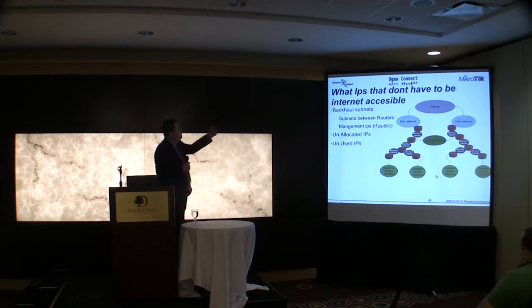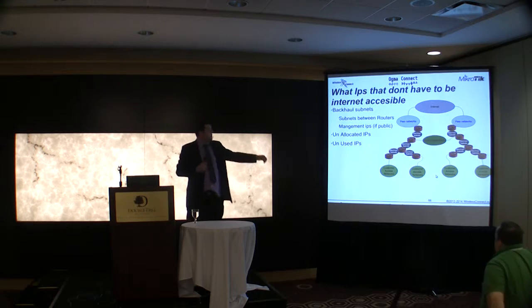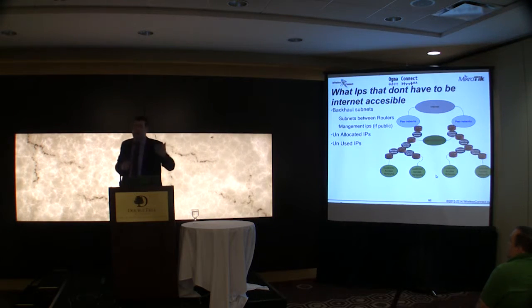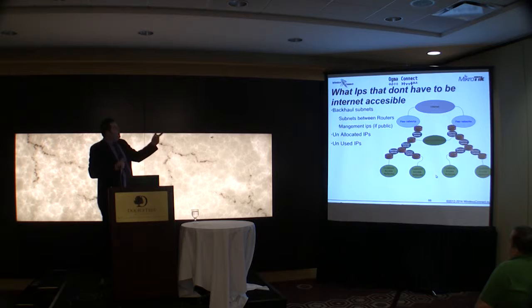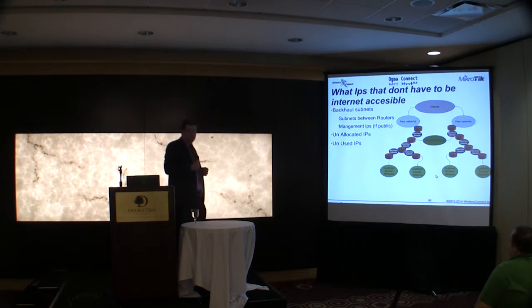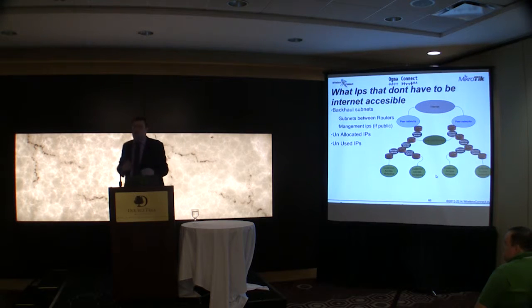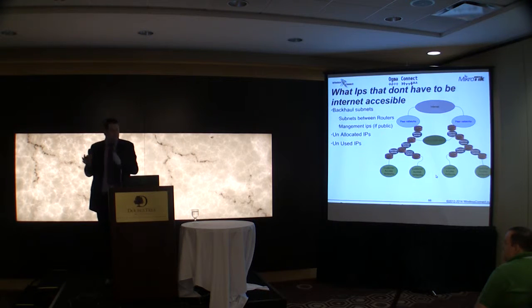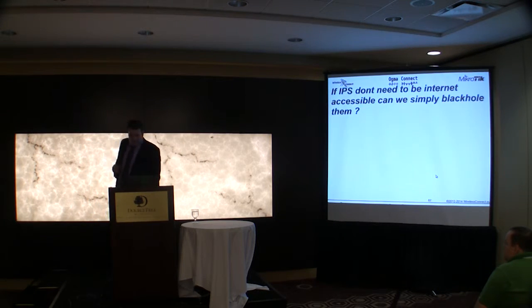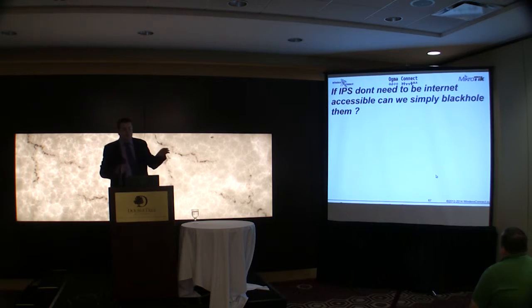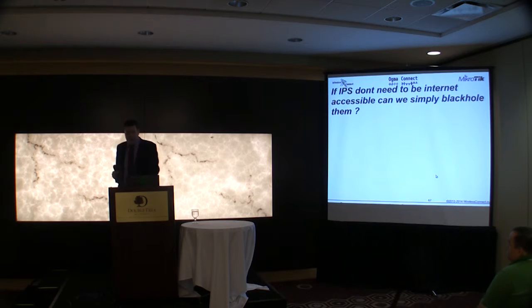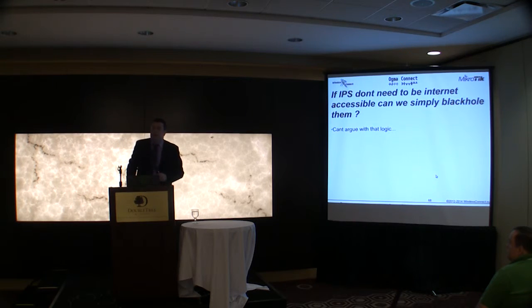So your backhaul subnets between routers, management IPs if you have public IPs on them, unallocated IPs and unused IPs. If you have unallocated IPs, basically blackhole the range, whatever's left over. And that is quite an effective tool. If IPs don't need to be internet accessible, can we simply blackhole them? Can't argue with that logic.